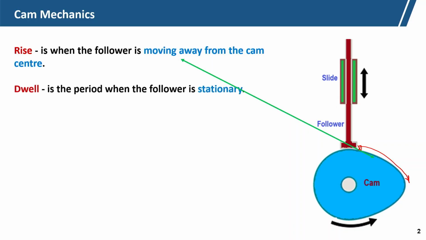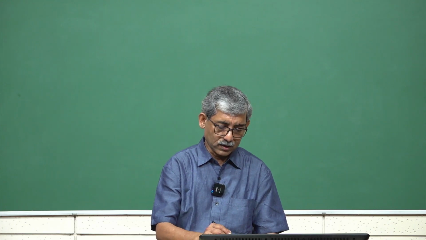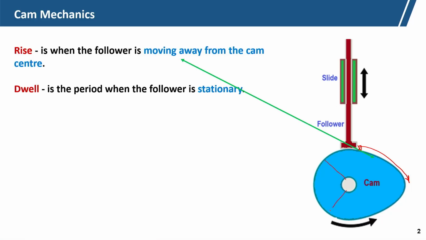Then dwell will be there in some place if we need it. There will be one place where the cam profile is actually circular in nature. This is the zone where even if the cam rotates, the follower will not move; linear movement will not be there. So, in this period the follower is stationary, and that is called dwell.